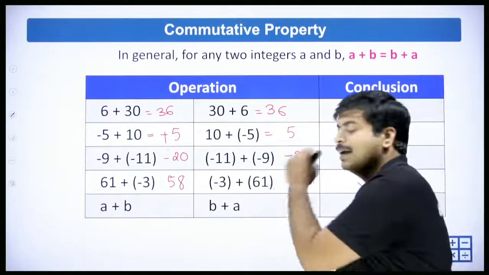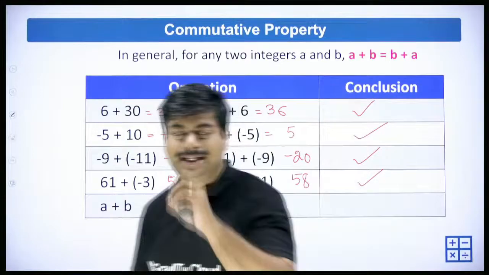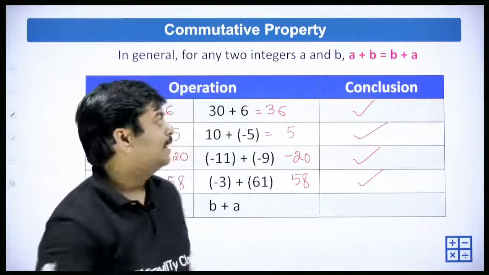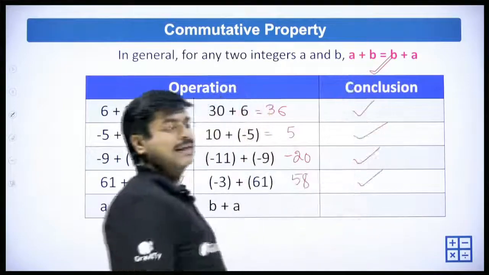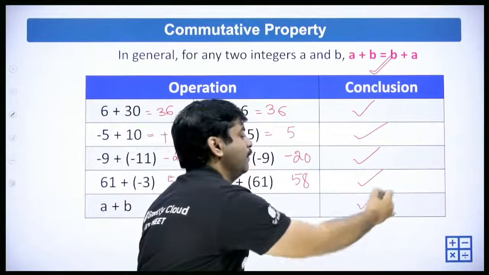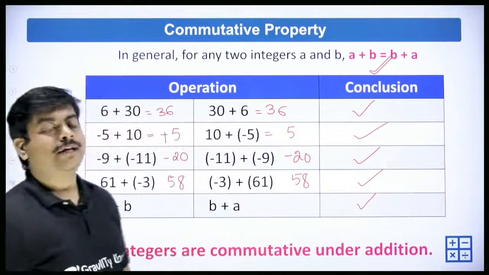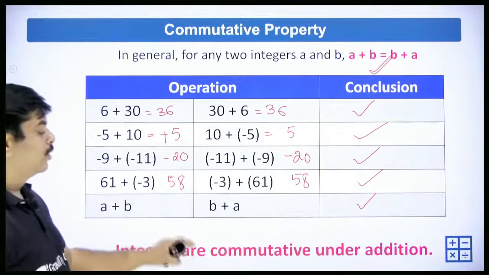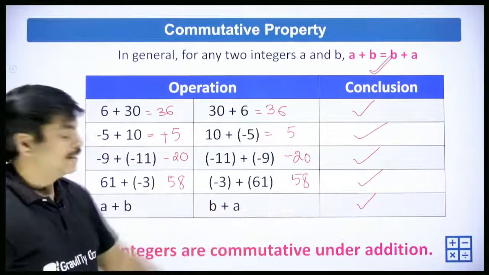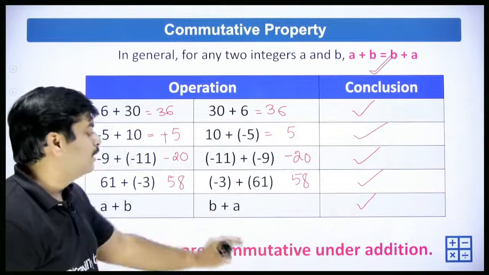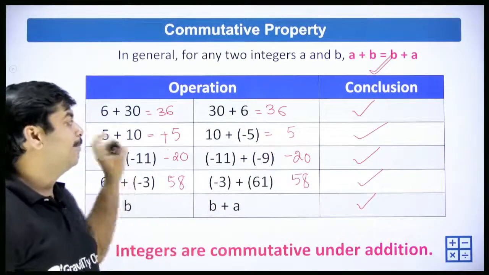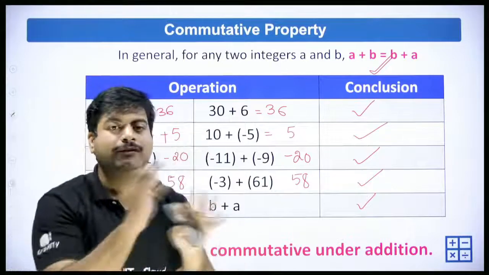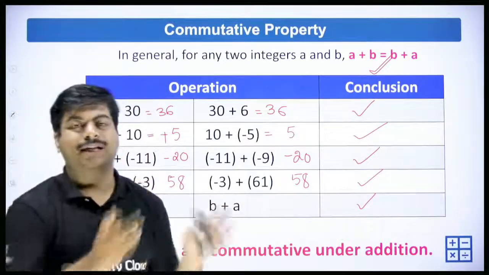So a plus b and b plus a, are these two equal? Yes. A plus b is equal to b plus a. So the given relation is correct. It is always true. We can say that the commutative property is valid for addition. We can say integers are commutative under addition. A plus b and b plus a, are these two equal or not? We verified it is equal.